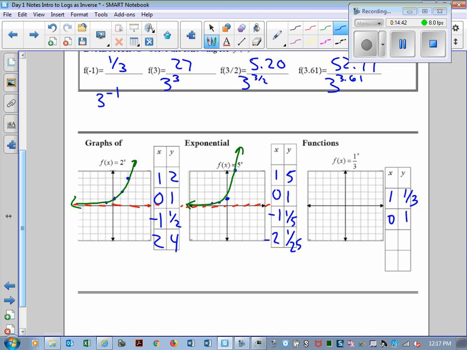Anybody find a point for us that's going to fit on here? -1. Oh, look at that. -1, 3. That doesn't fit, so 2. Okay, 2. And what would that be? 1/9. Knew we could do this. Okay, so 1/3, 1, 2, 3, 2, 1/9.